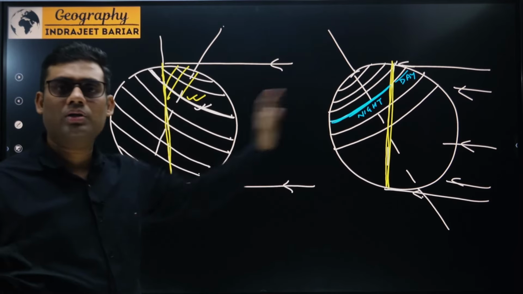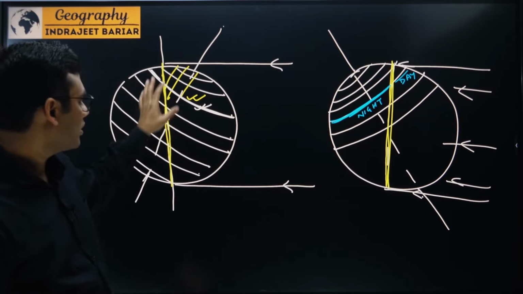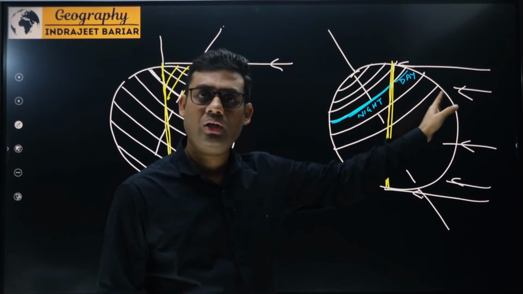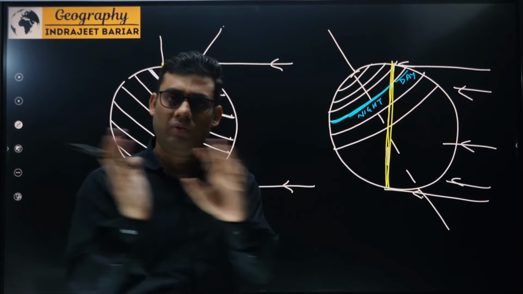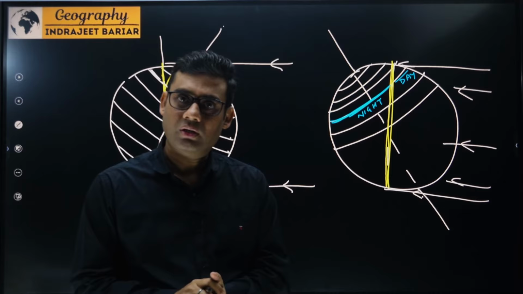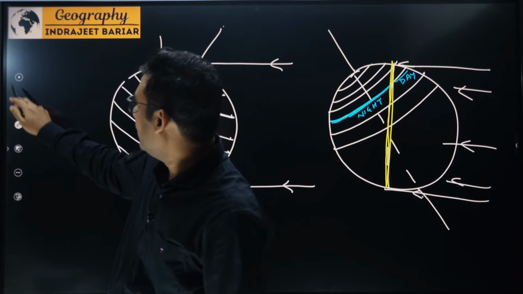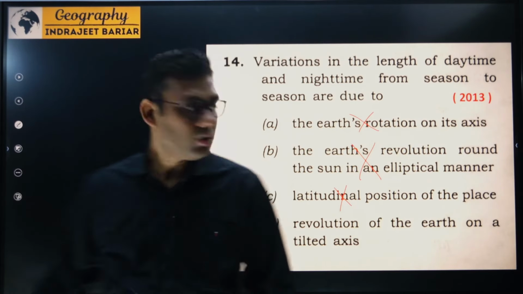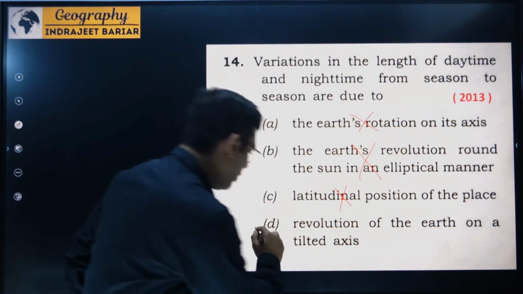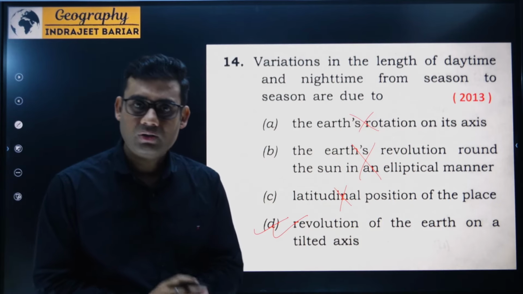And that is the idea of variation in length of daytime and nighttime seasonally. In summers, I can see more of the day, less of the night. In winters, I can see more of the night and less of the day. This is precisely when the Earth revolves around the sun on its tilted axis. That's where this effect is produced. So for this particular question, the variation in the length of daytime and nighttime from season to season is due to the revolution of the Earth on a tilted axis. So this is the correct answer.